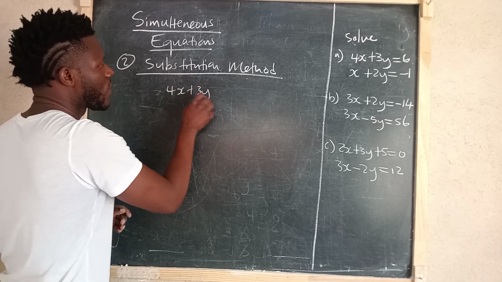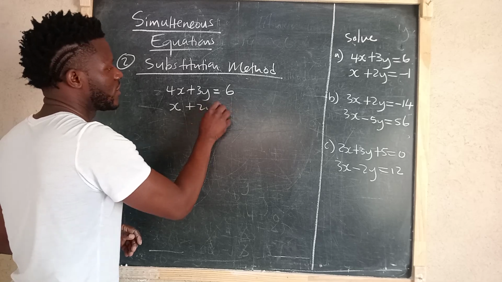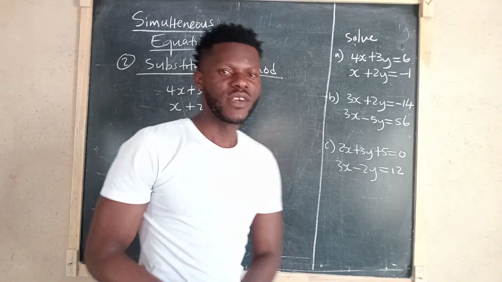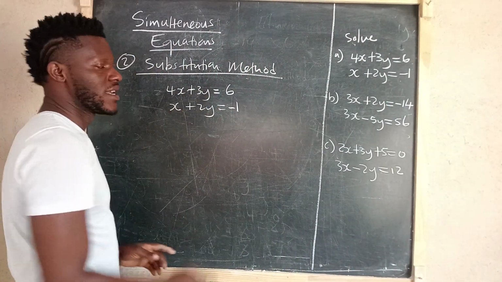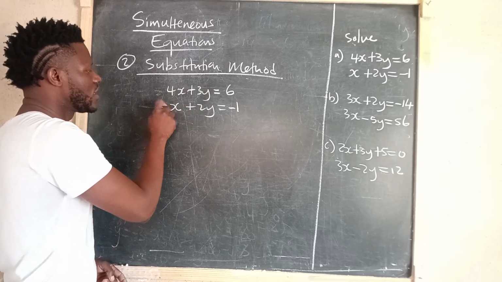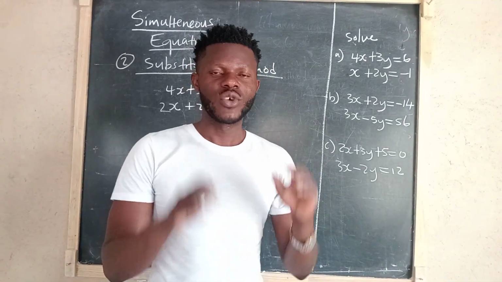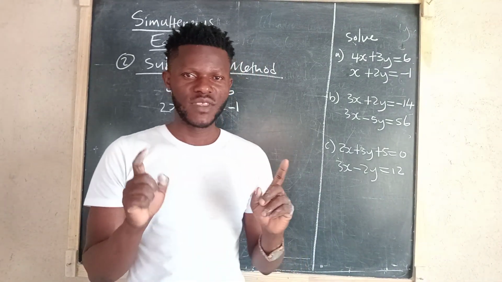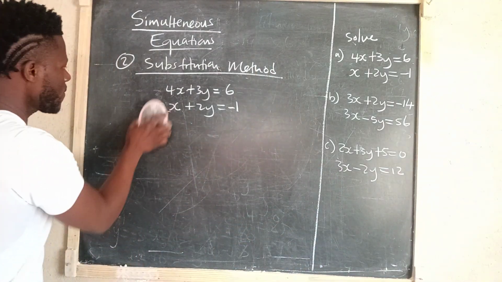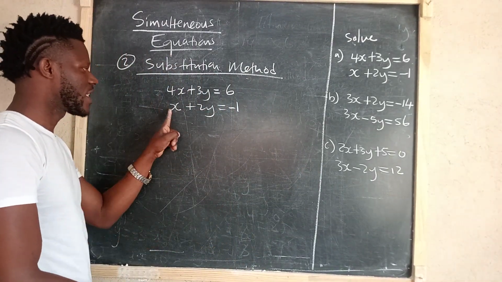4x plus 3y equals 6. x plus 2y equals negative 1. So I'm saying substitution method is most applicable when one of the unknowns or letters has coefficient 1. If this x had a coefficient more than 1, for instance 2, it would be a bit complicated for us to use the substitution method. So before you use substitution method, you must check if one of the letters stands on its own or has coefficient 1. Alright. So in this equation, we can safely use the substitution method because we have x here with coefficient 1.